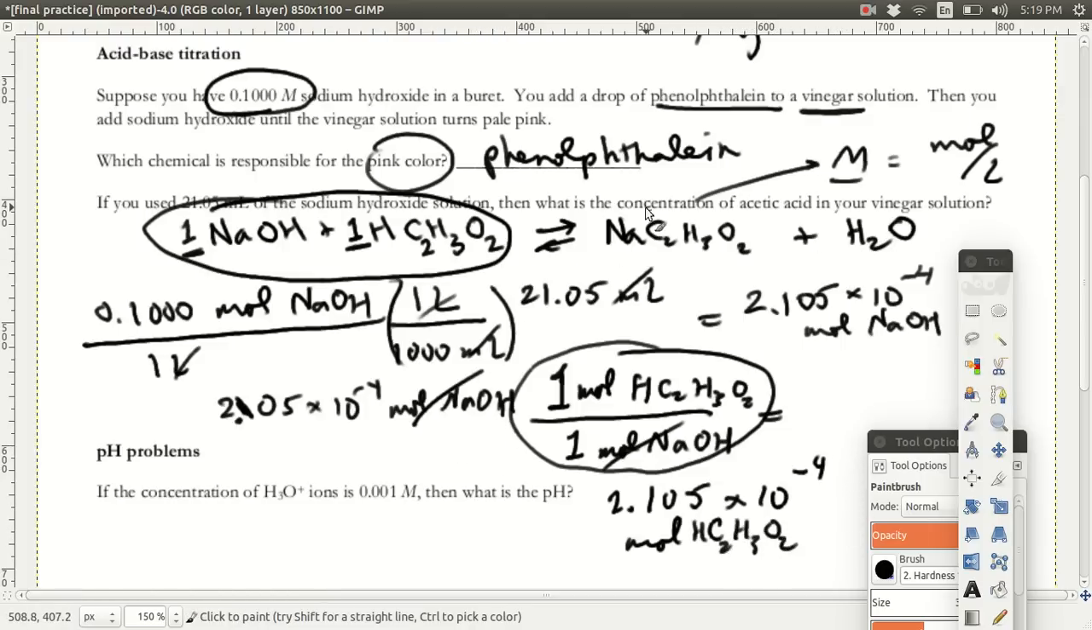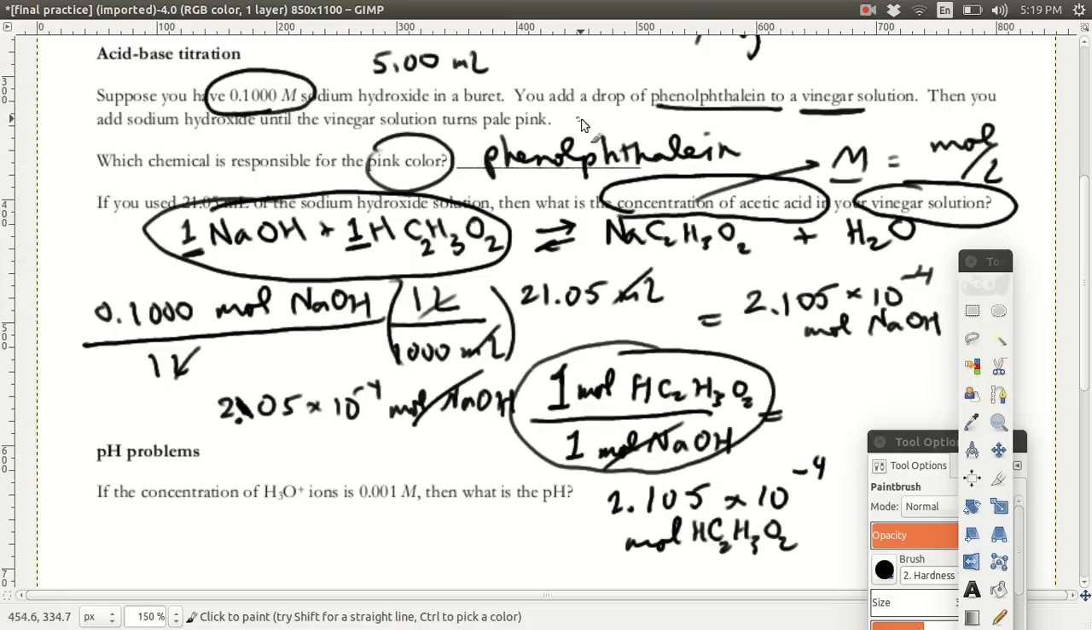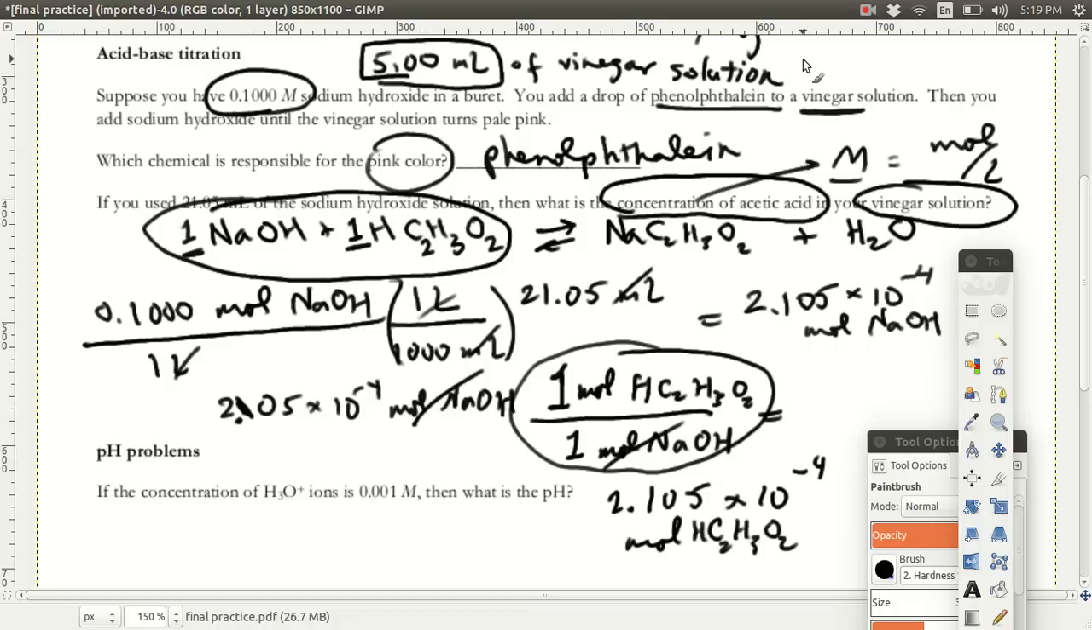Now, they want the concentration, so that's moles per liter. Now, how much acetic acid did you use? How much vinegar solution did you use? In your lab, you used 5.00 milliliters, and I forgot to write that in here, so I'm sorry. You must have had much trouble doing this problem, because I forgot to give you the fact that it was 5.00 milliliters of vinegar solution. Yes. I will be sure to include that necessary information on the final exam.